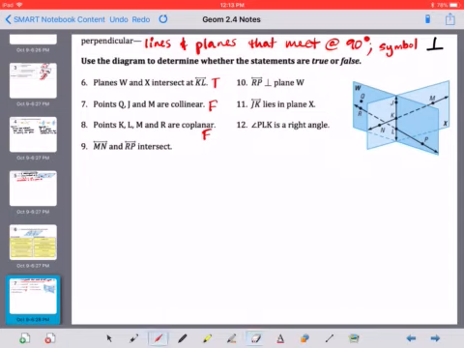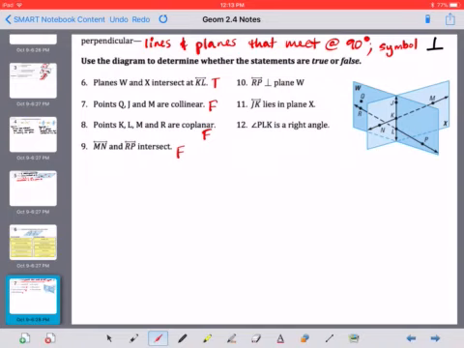Okay, line MN and line RP intersect. So line MN is here, line RP is here, but this part's dashed. It looks like they do, but since that part behind line MN is dashed, we can't actually say that they intersect because they're not in the same plane. So that is a tricky one, but it is false.